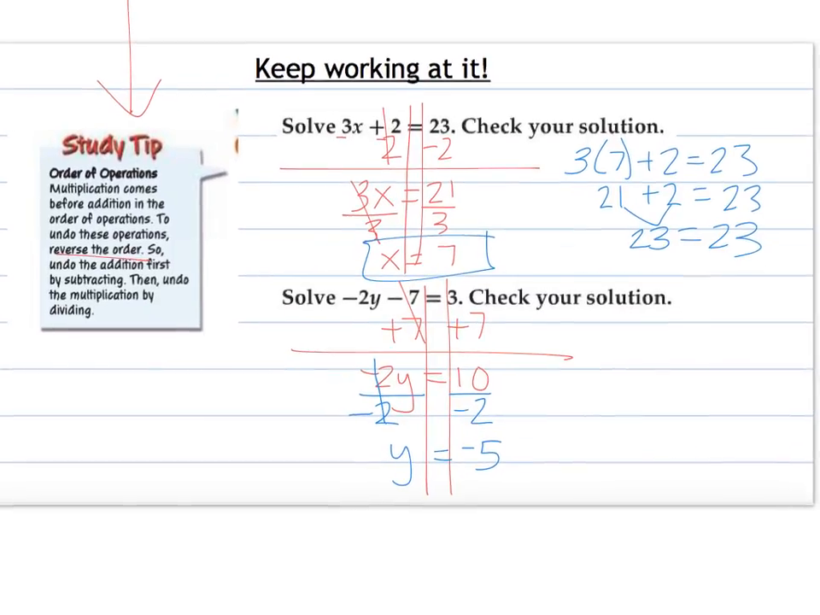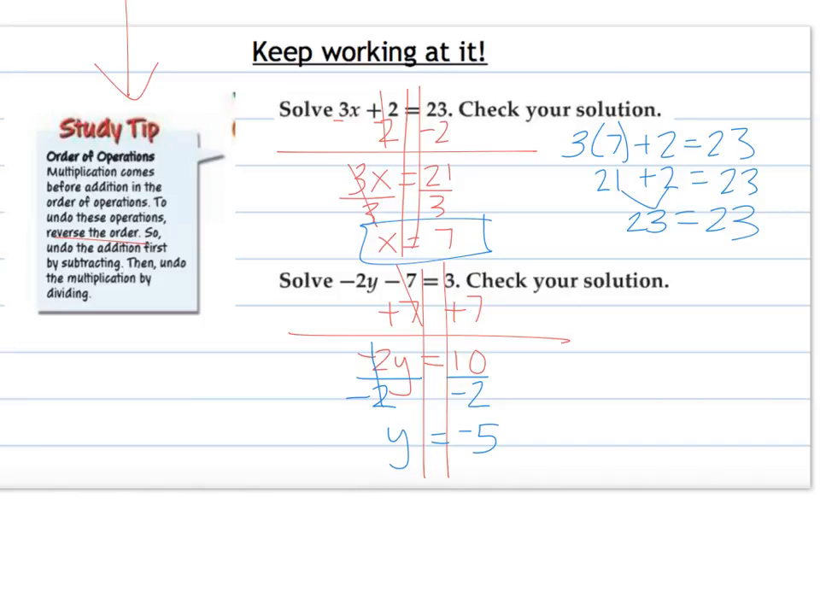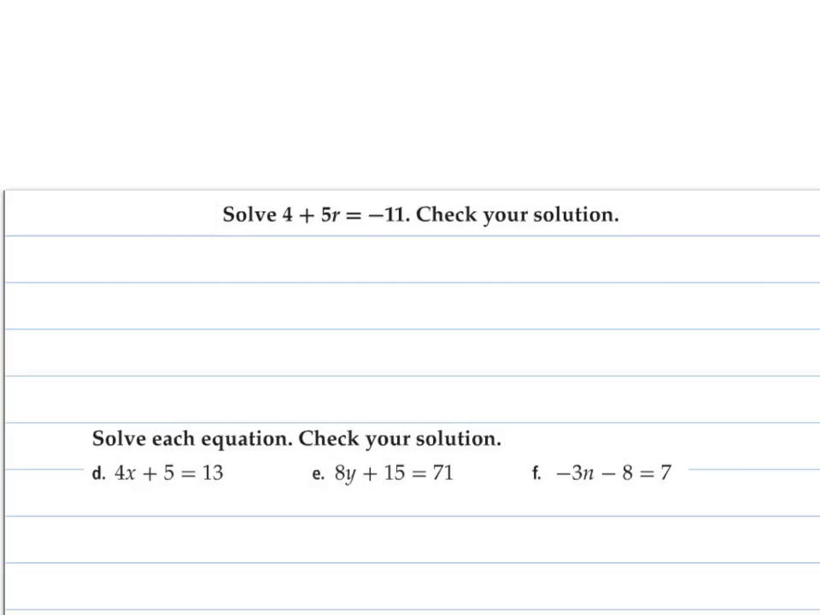Let's plug our answer into the original to check. So negative 2 times our y value of negative 5, minus that 7, should equal 3. Forward order of operations now. Multiplication first. Negative times negative is positive. 10 minus 7 is 3. 3 equals 3. So our solution works. Couple more. You guys are doing an awesome job.